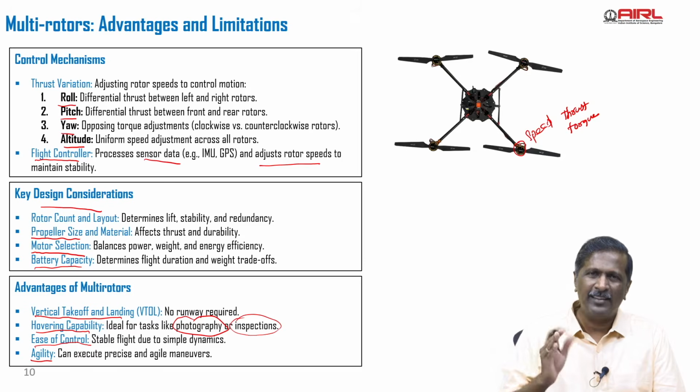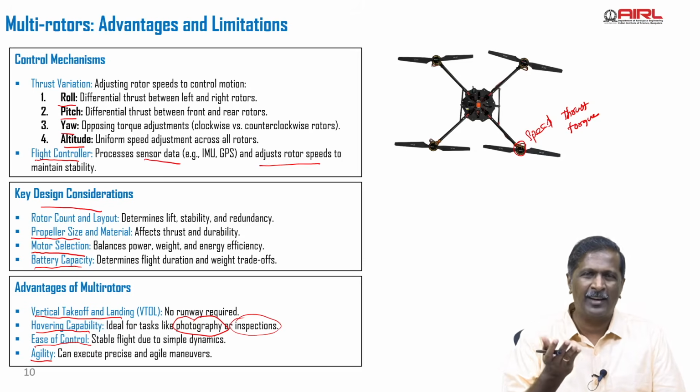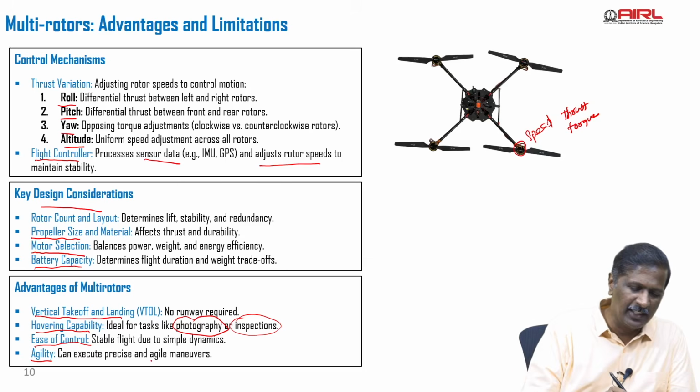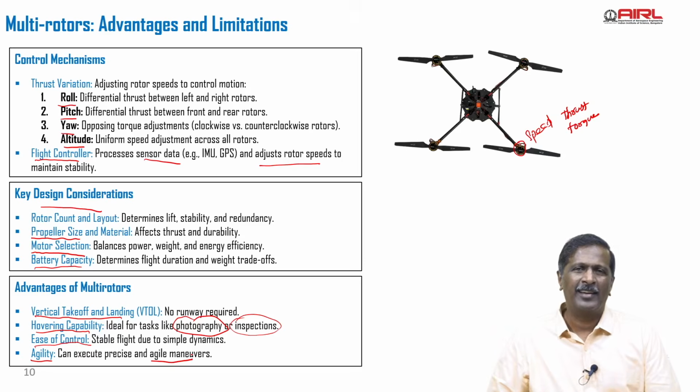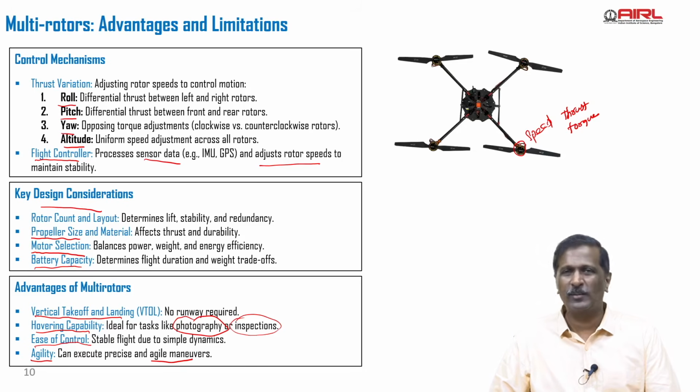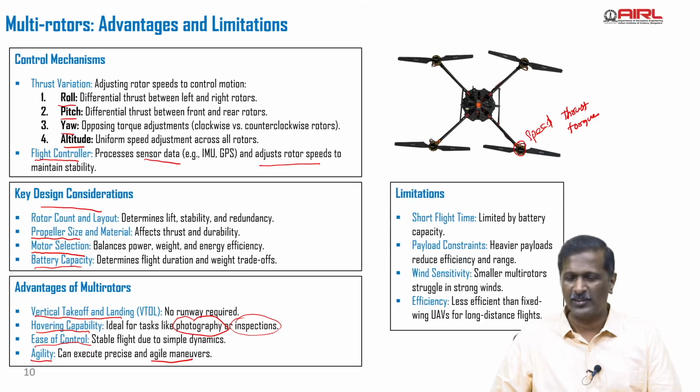They can spin, or they can go vertically upside down and come back to their normal position. That agility makes them very interesting to operate in a cluttered environment, right? And the precision, the capability to position it at one particular point, is also a factor influencing the use of drones for various applications. But it comes with limitations, right?